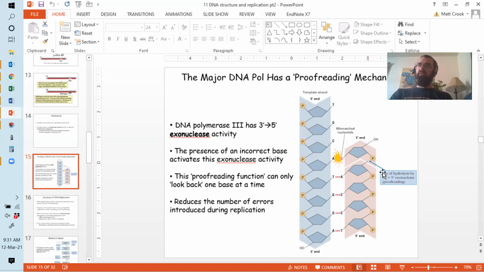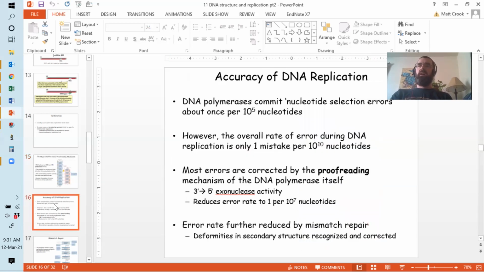It will then cut that phosphodiester bond, right, that it just made, and it will kick that nucleotide out so that the correct one can come in, a thymine in this case. It will recreate that phosphodiester bond and continue the process. Right, so this reduces the number of errors by quite a lot. I think it's about a factor of 100, give or take.